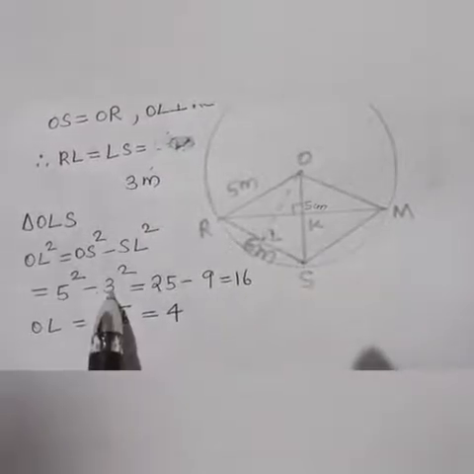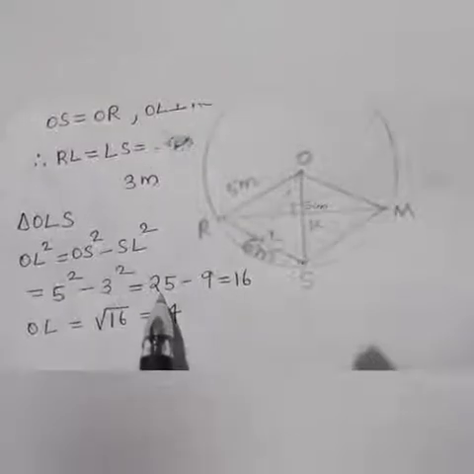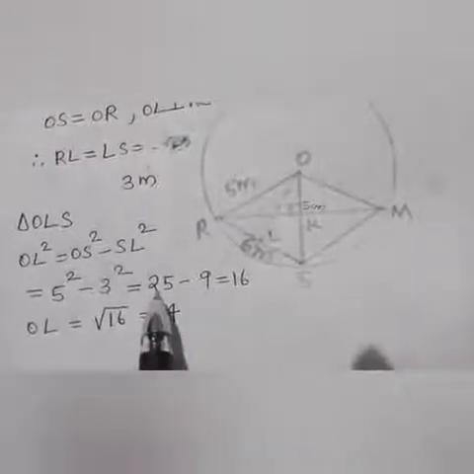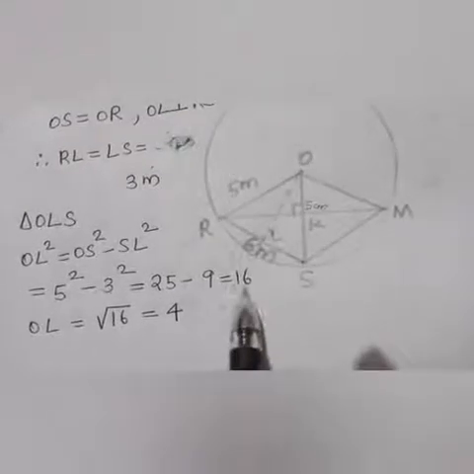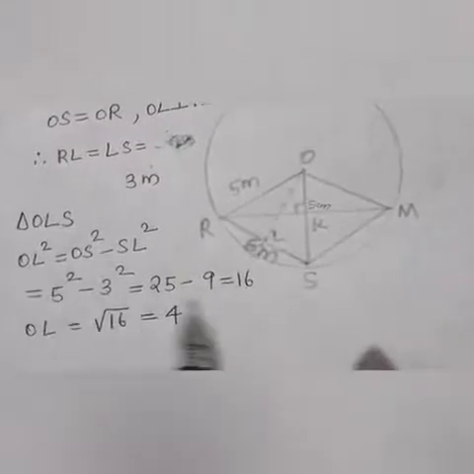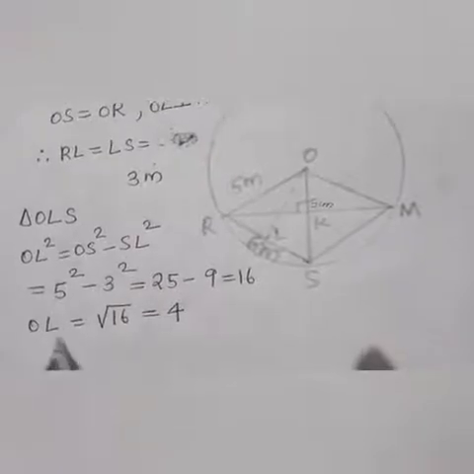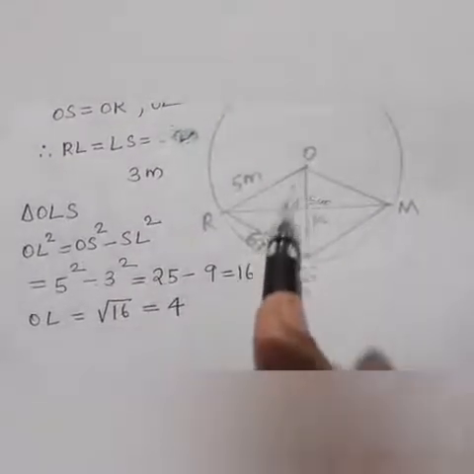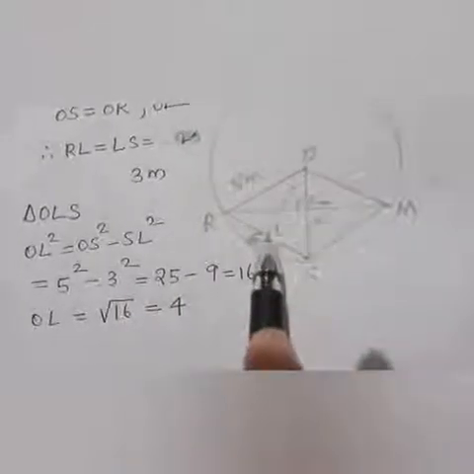So 5 square minus SL, this length 3 meter. So substitute 3. So 5 square minus 3 square equal to 25 minus 9. Now 25 minus 9 we get 16. Now OL square is 16. Then take square root, we get OL equal 4. That means this length is 4 meter.